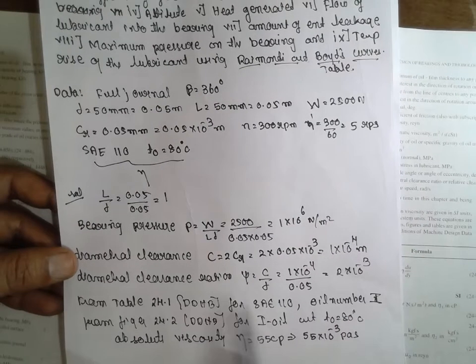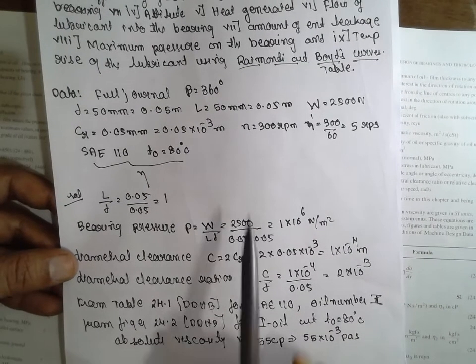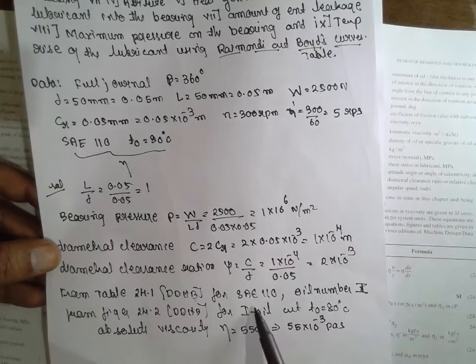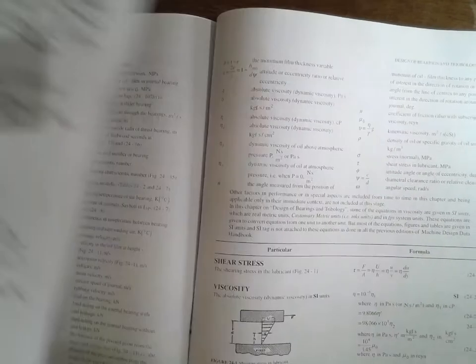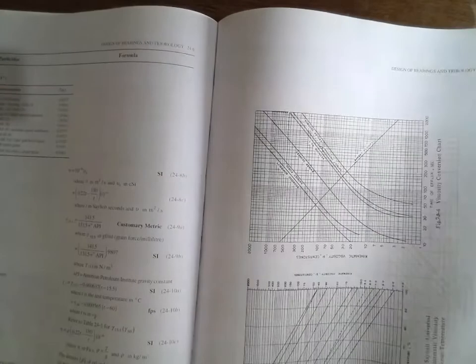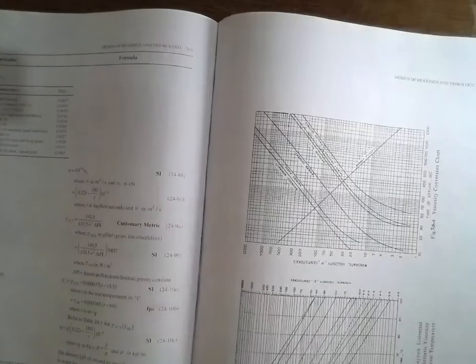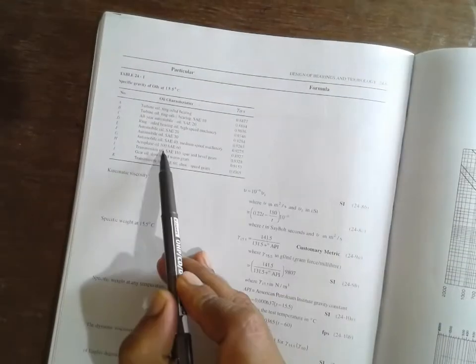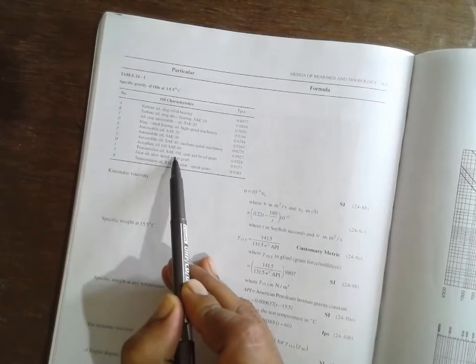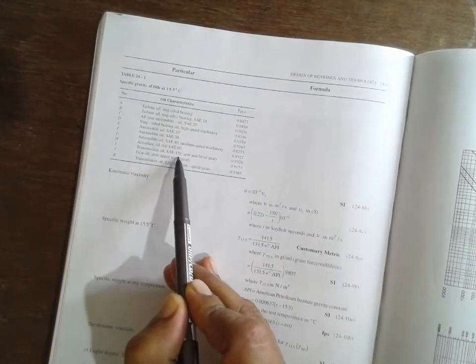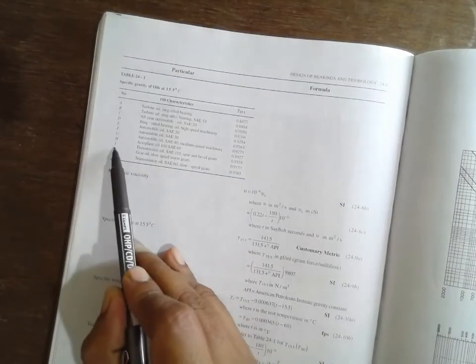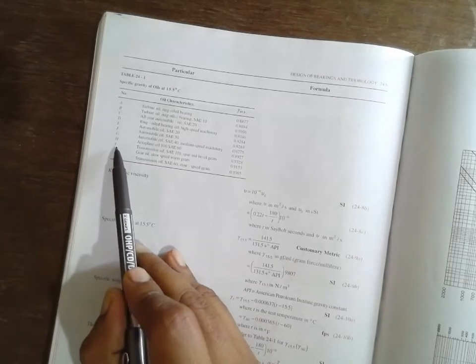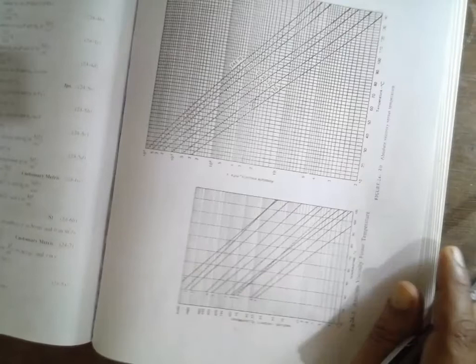Now, how to obtain the eta? From table 24.1, they have given SAE 10. From the SAE 10, you will get the number I. This is the I. Once you get the I, just read it on the page.